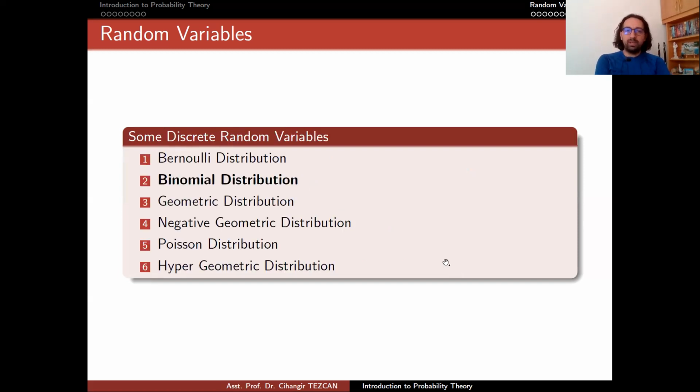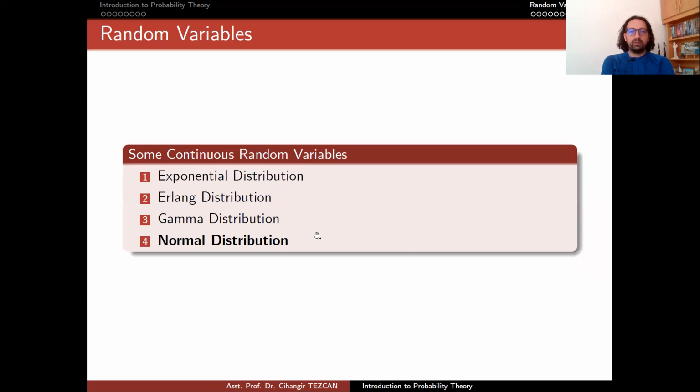We don't have much time to cover everything in probability theory. This is just like the 1 or 2 weeks of topics that can be covered in a probability theory course. I just gathered everything that we might need. There are a lot of discrete random variables like Bernoulli, binomial, geometric, negative geometric, Poisson, and hypergeometric. We only focus on the first two, and the binomial distribution will be the most useful one for us.